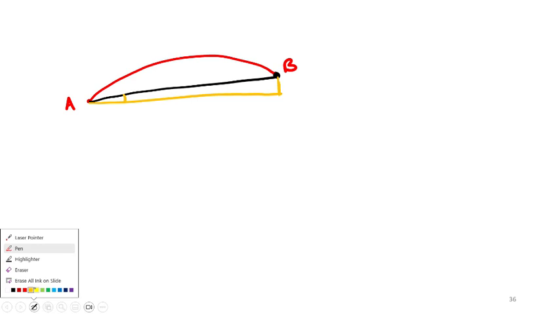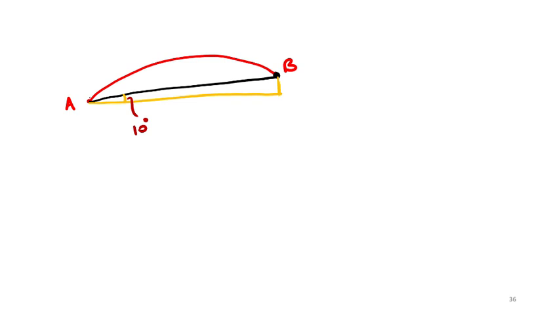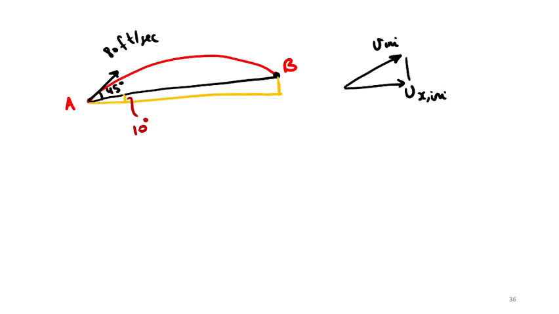Okay, then the angles, if I show here, this one is the 10 degrees, and here it also shows the initial velocity as 80 feet per second, and this one is 45 degrees. Let me just show it separately. This one is the initial velocity, and then we have the x component of it, and then we have the y component of it.